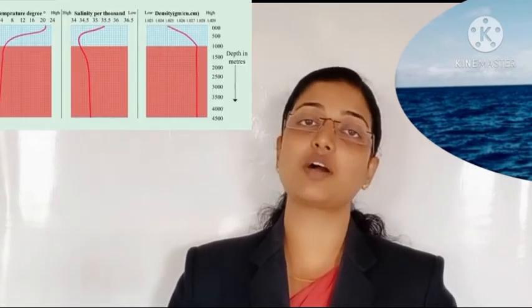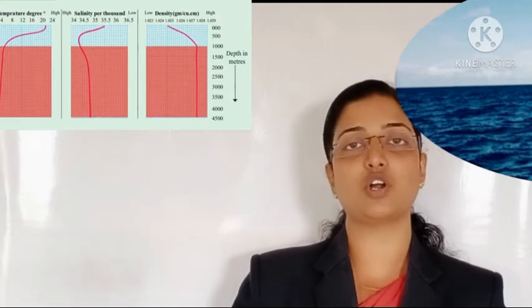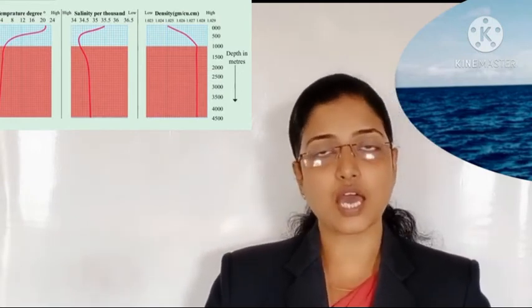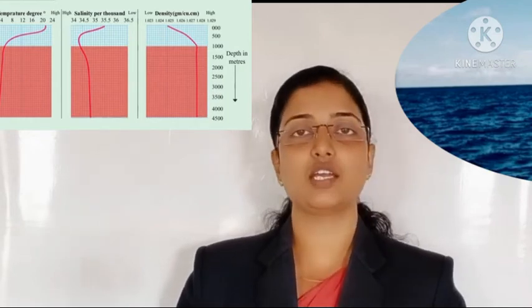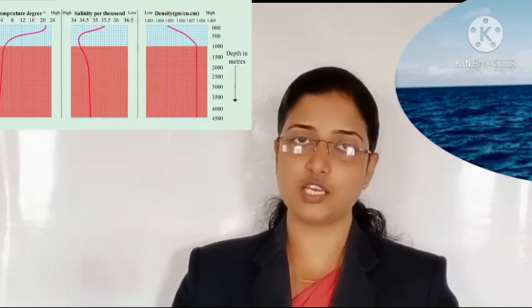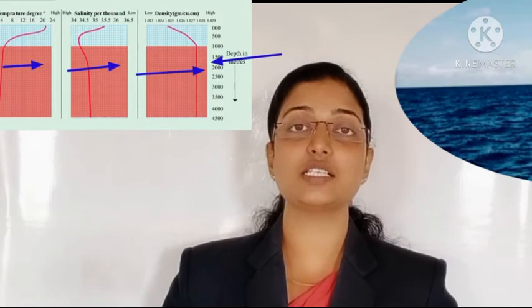And after 500 meters, we can see that the variations among these properties of seawater are reducing, and after 1500 meter depth, there will not be that much variation in temperature, salinity and density.